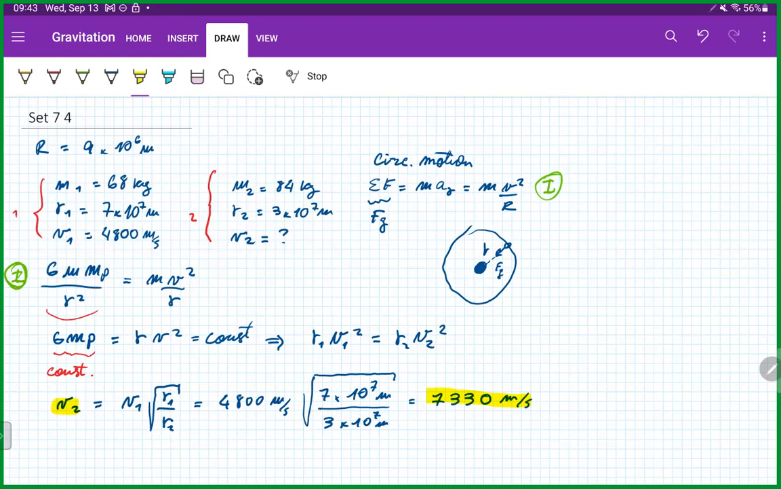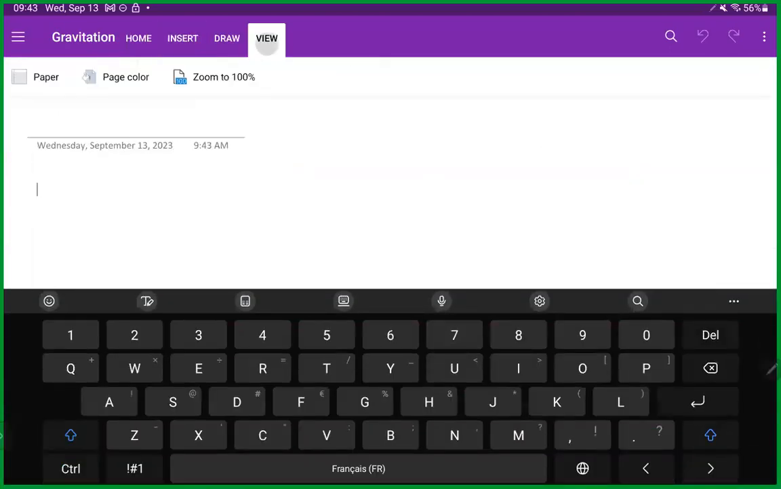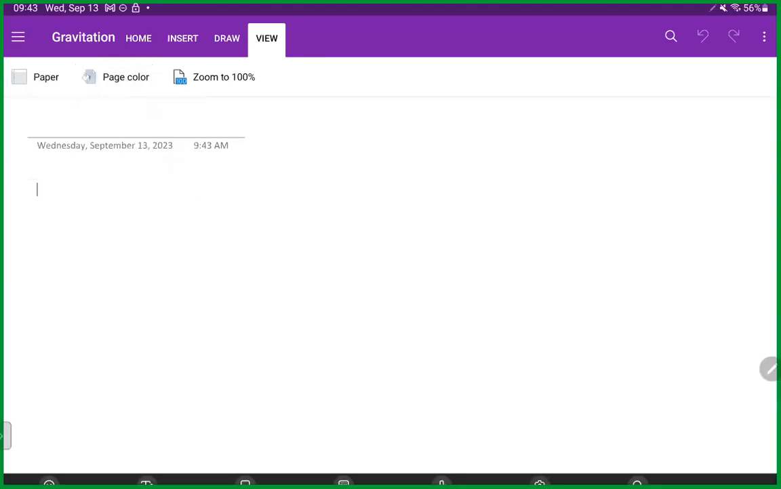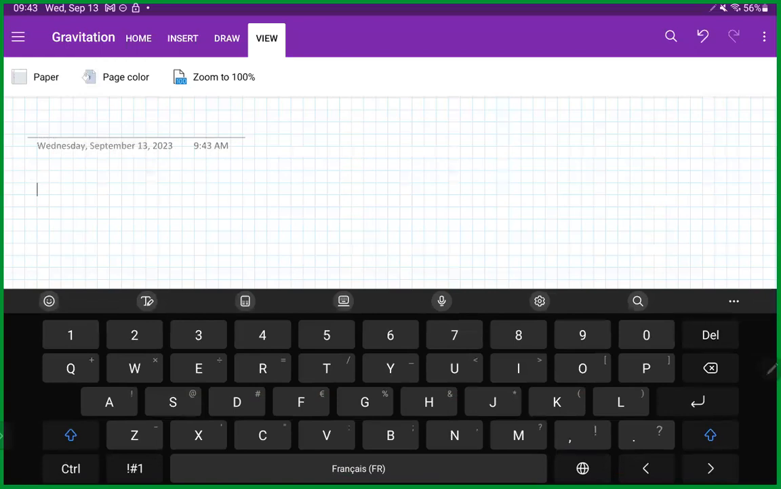So we can basically apply Kepler's third law. Let me make these red lines. Set 7, problem 5.